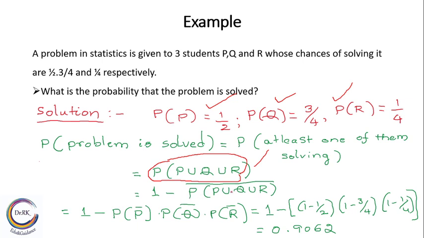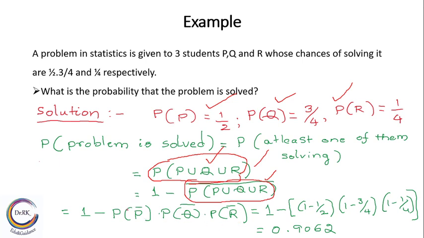Now, De Morgan's law says P of A union B whole bar equals P of A bar intersection B bar, if you remember. So this becomes P of P bar intersection Q bar intersection R bar. Since these are independent events, we can write them separately: P of P bar into P of Q bar into P of R bar. So what are the concepts we used? P of A we wrote as 1 minus P of A bar, and here we used De Morgan's law from set theory.